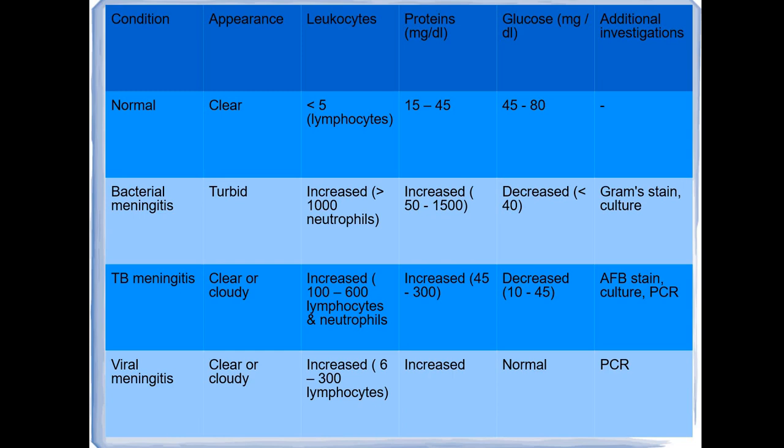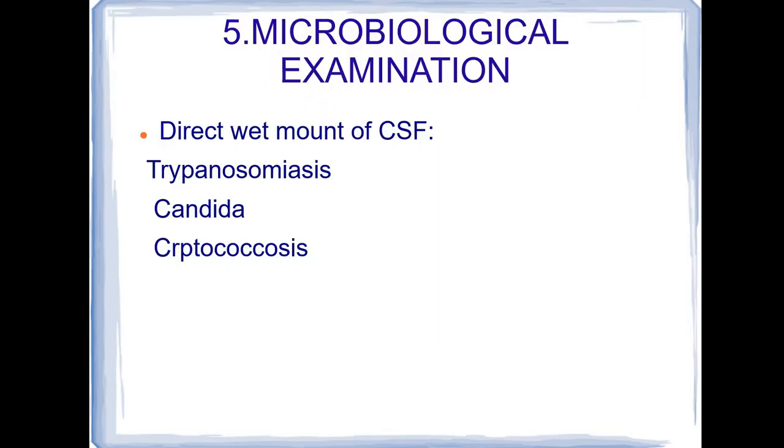So this is the important slide of the class today, where you need to know the CSF picture in the various meningitis. Moving on to the next slide, after we have done the counts and the chemistry, and I had also given you a note on the various meningitis, the next thing we do on the CSF is a microbiological examination, where first we can do a direct wet mount, and it helps in identifying organisms like Trypanosoma, Candida, and Cryptococcus.